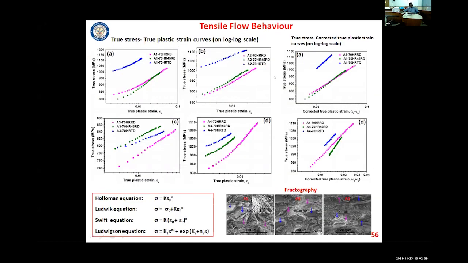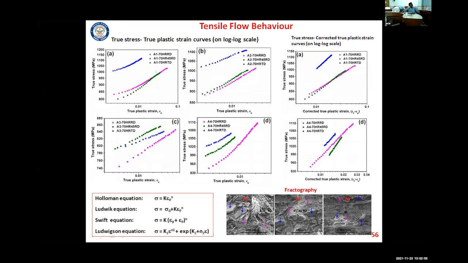Now I will explain this tensile flow behavior. This is the tensile behavior of all the alloys in the 3 different sample directions. On the y-axis you can see the true stress versus the true plastic strain, which are on a log scale.